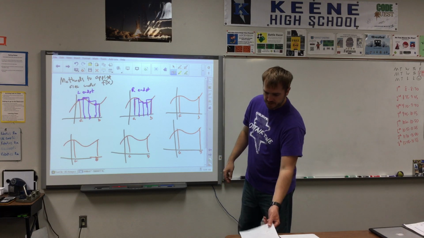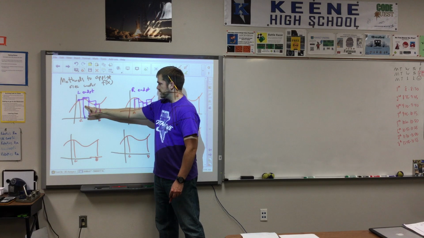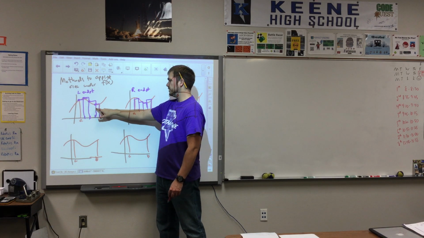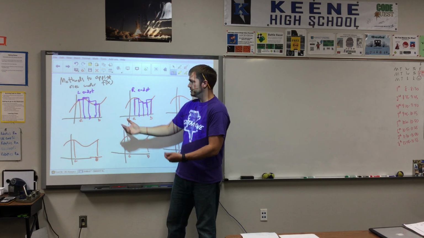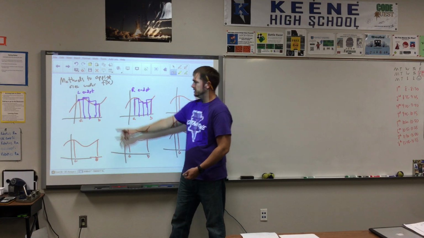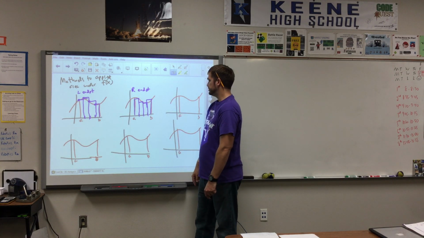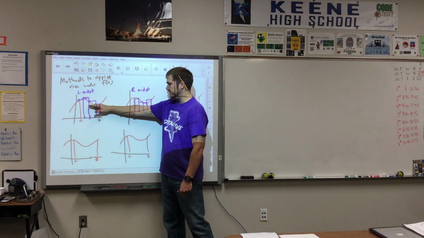And I would find the area of this rectangle plus this rectangle plus this rectangle plus this rectangle, find all 4 of those areas, and then add them up, and that would serve as an approximation for the area under the red, but above the x-axis.